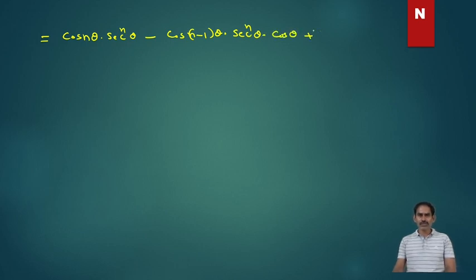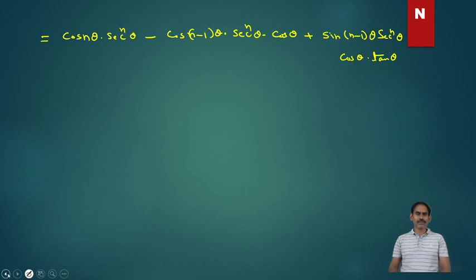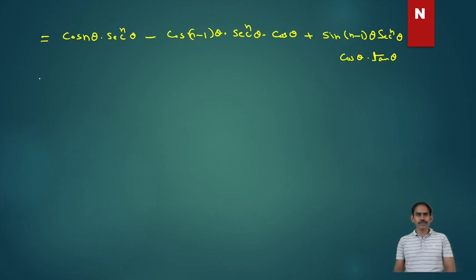Plus Un minus 1, that is sin n minus 1 into theta, secant power n theta, next cos theta, into tan theta, which is also given here. Vn minus 1 plus this is right.